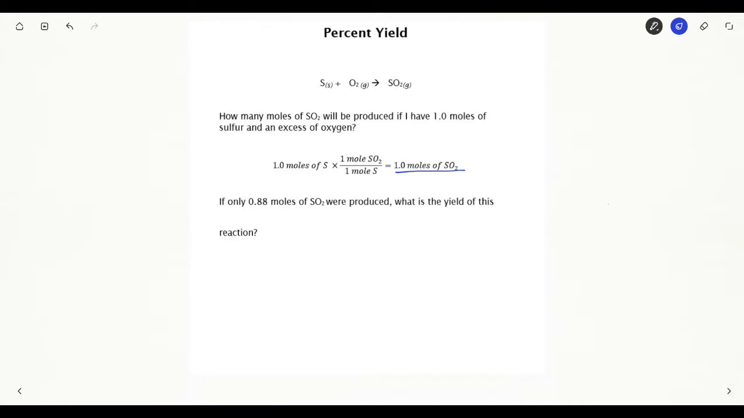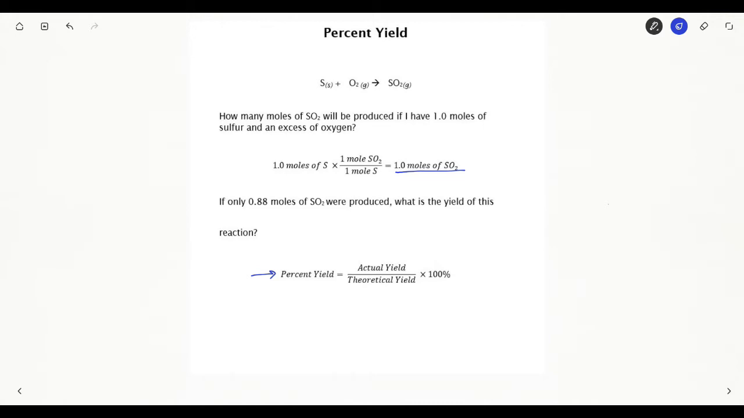Let's start with the equation on how to calculate percent yield. Here it is. It's quite simple. We just need two numbers. We need to know the actual yield, how many grams, moles, milliliters was actually produced when someone went in the lab and ran this reaction.